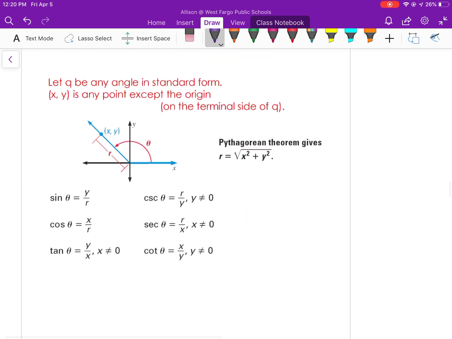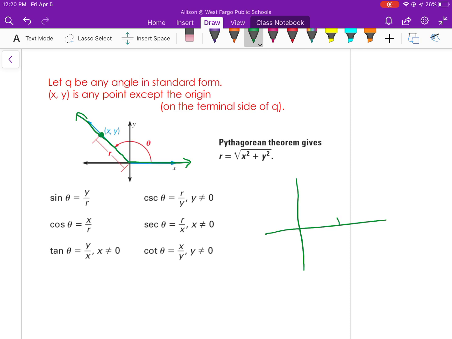All right. Let theta be any angle in standard position with (x, y) as a point, except for the origin, on the terminal side of theta. And then these are the ratios for these functions. The way that I remember this is I draw it out every time. Here's the initial side, here's the terminal side, (x, y) is a point on that terminal side, and there's your angle. I prefer to draw this out in the first quadrant.